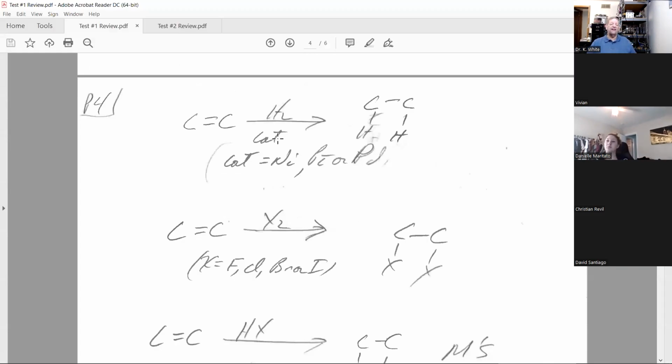Next reaction was, if you take a double bond, in organic chemistry, we use the letter X for a halogen. In this case, halogen gas, X2, and X can be, for this reaction, fluorine, chlorine, bromine, or iodine. You break the pi bond, and each carbon of the double bond gets a halogen.